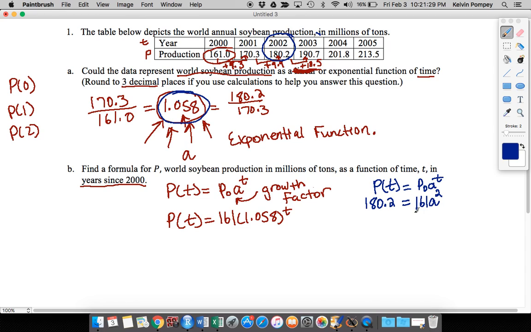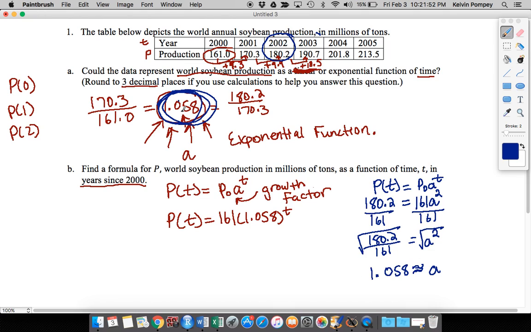And I can solve this equation for A by dividing both sides by 161, and I'll get a squared equals this quantity here. I'll leave it here before putting it in my calculator. And then I can take the square root of both sides, and I'll get what a equals, which is approximately 1.058.